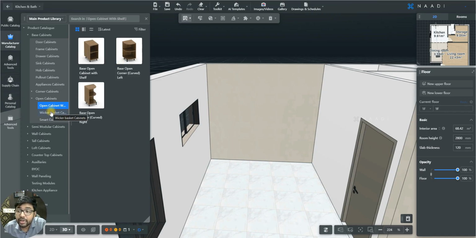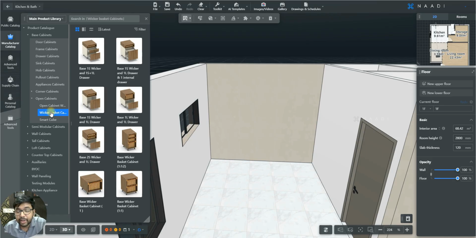Or if you are looking for a wicker base cabinet, you can select the second subcategory under open base cabinets. Can you see here? You will find your wicker base cabinet. Single wicker, double wicker and triple wicker. Or if you are looking for wicker with drawer configuration, that is also precisely available. Can you see here? Wicker with 1 drawer, 2 drawer, 3 drawer, 1 drawer with 1 internal drawer. All those are precisely addressed. And you will have different wicker configurations and you will have different wicker sizes too. Can you see here? This one is 2S size, this one is 1L, this one is 1S. You have different wicker configurations too.